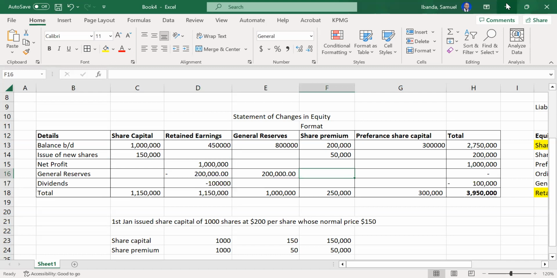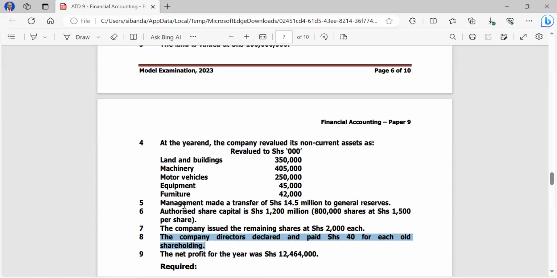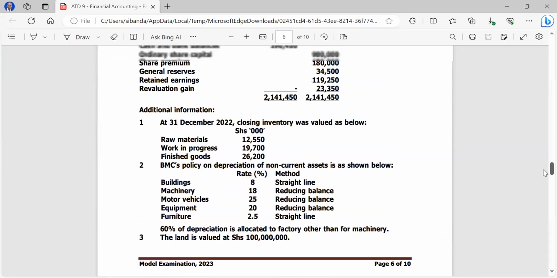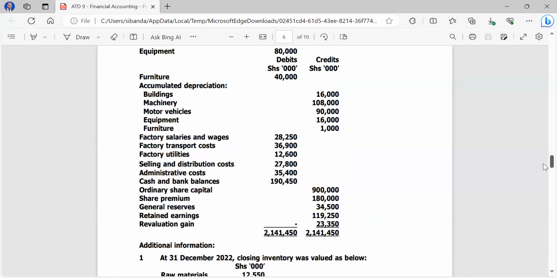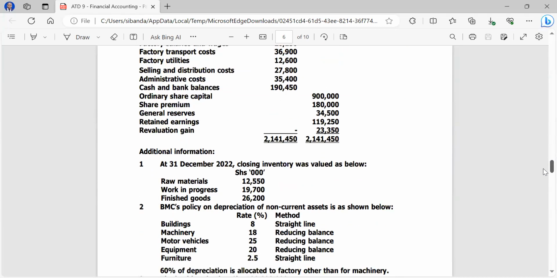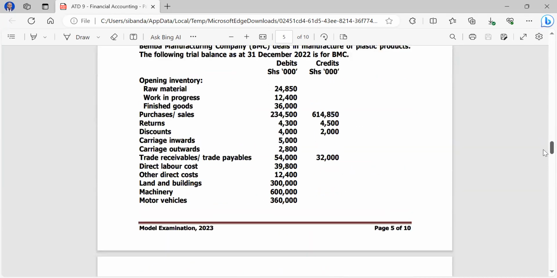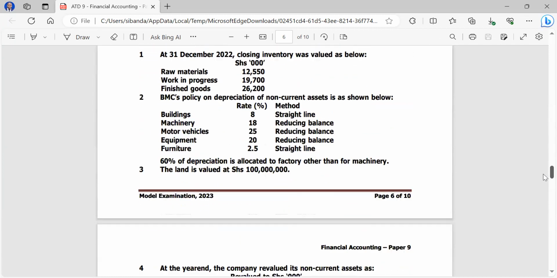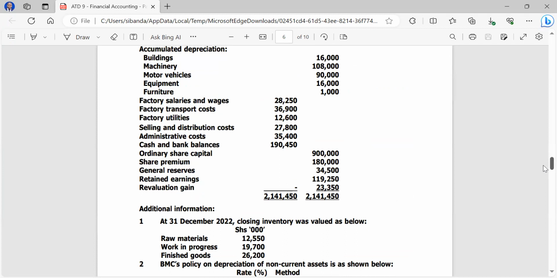So I want to go back to our question here. The examiner has not given us the opening balances. Since they have not given us the opening balances, we're now going to leverage on what we have and create adjustments. They have given us this information right here, where they have told us that ordinary share capital is 900,000, share premium is 180, general reserves is 34.